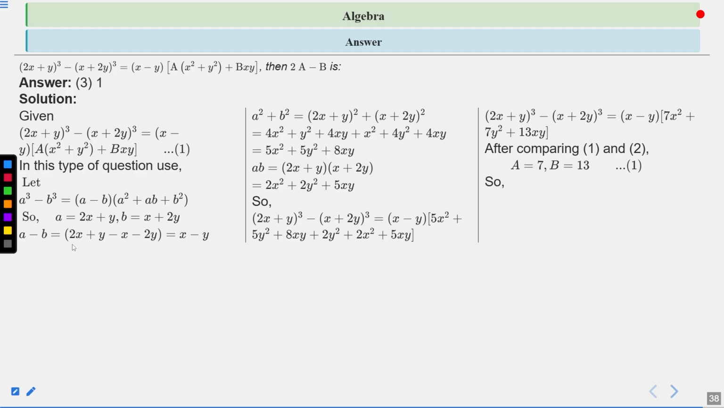Now we need to calculate 2a minus b. Now we have the value of a and b. So 2a minus b will become 2 into 7 minus 13, which equals 14 minus 13, which equals 1. So that's why the correct answer of this question is 1. Next.